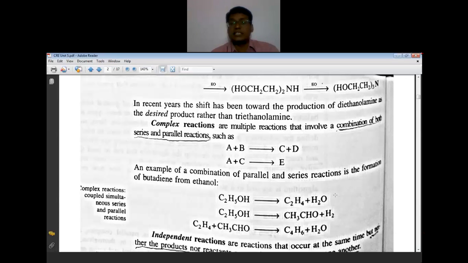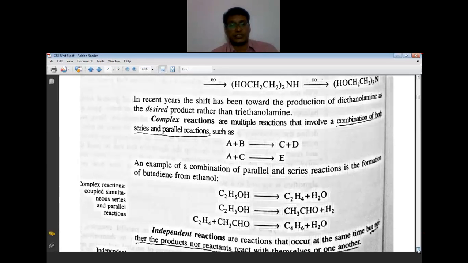So it's a series reaction. C is produced, and this C reacts with A or with B to give you E, or D can also react with A or B to produce the certain desired product. So it's a combination of series and parallel reactions.